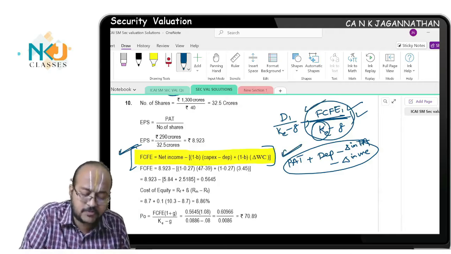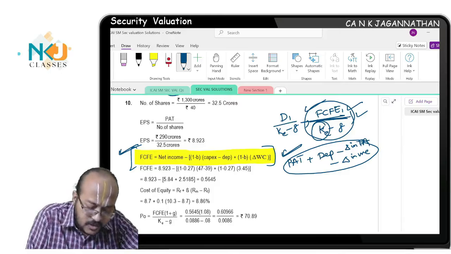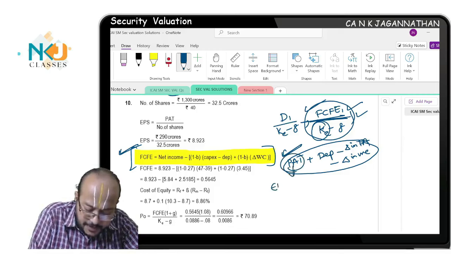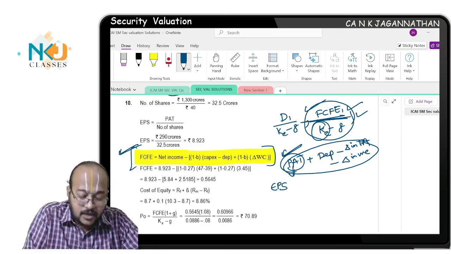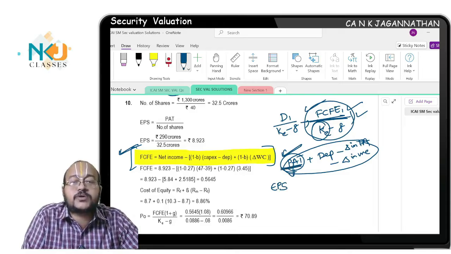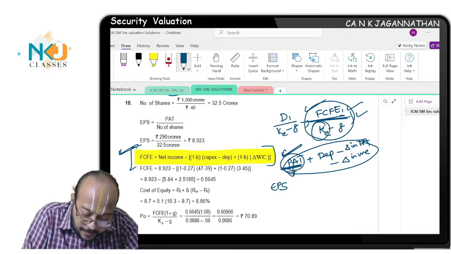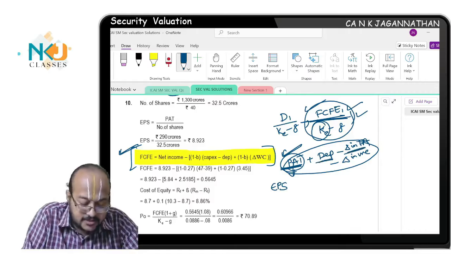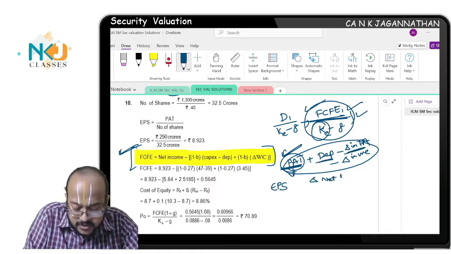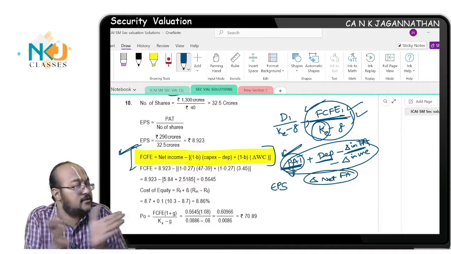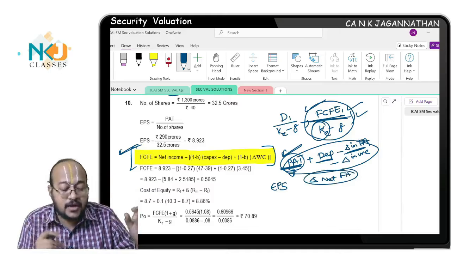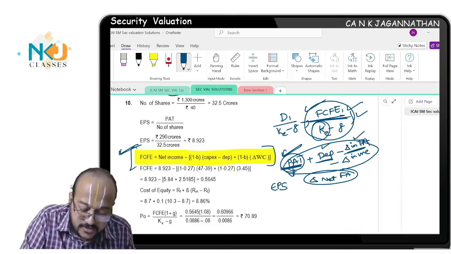What is this? This is just a replacement of the earlier formula, and it is very simple. You have PAT available. On a per share basis, PAT is nothing but EPS. Are you all understanding? PAT divided by the number of shares is EPS. Then plus depreciation and change in fixed assets, which I cumulatively call the change in net fixed assets. Depreciation and fixed assets can be combined as net fixed assets, either depreciation per share or change in fixed assets per share.